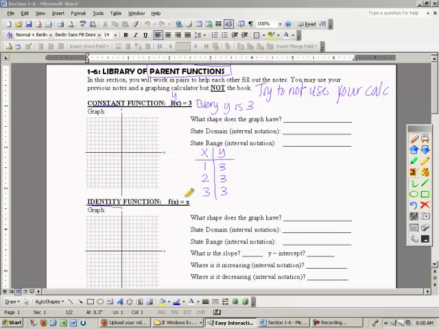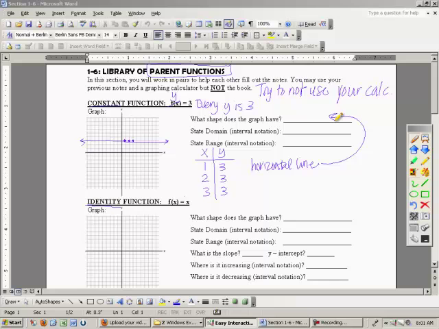Now I'm going to plot these points, (1, 3), (2, 3), (3, 3). And you'll start to notice that they're all at the same level, and this ends up being a horizontal line. Okay, so a constant function is really just a horizontal line.